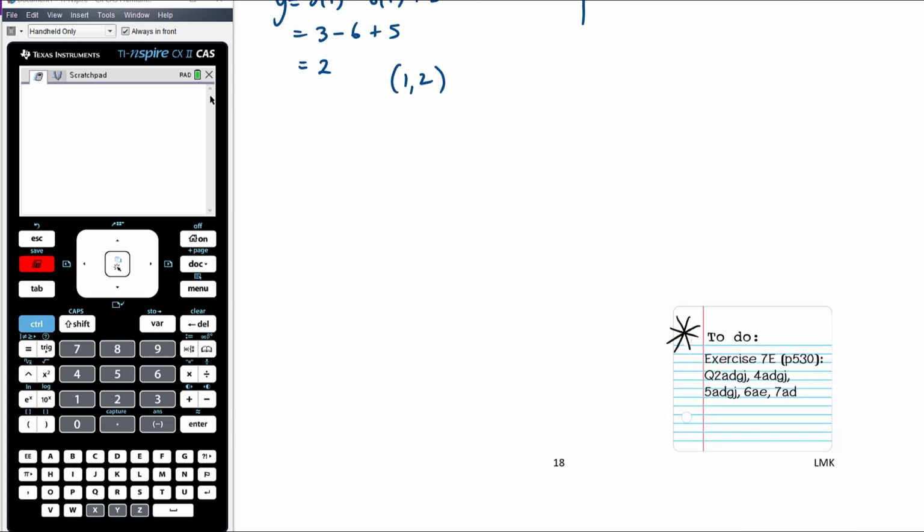Okay, so the work today is from exercise 7E. The questions are listed there. Please complete the work in your exercise book, and the questions you can get from the textbook.